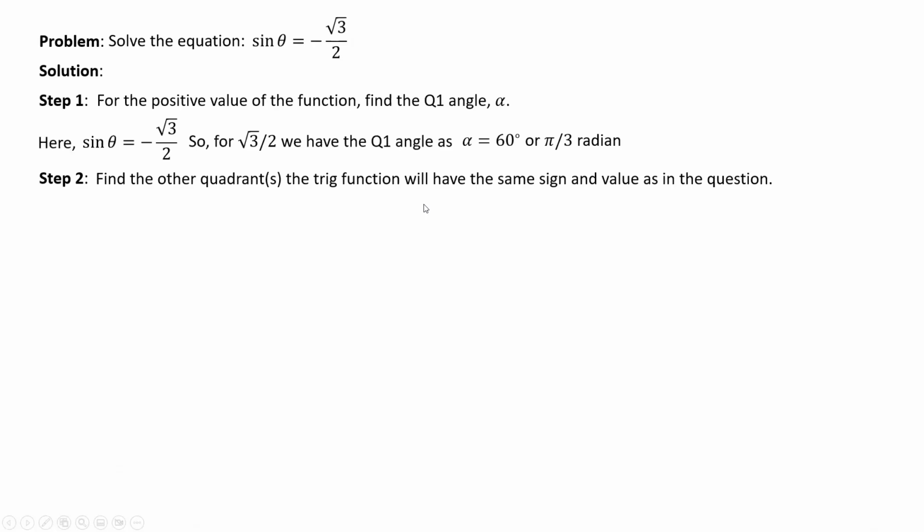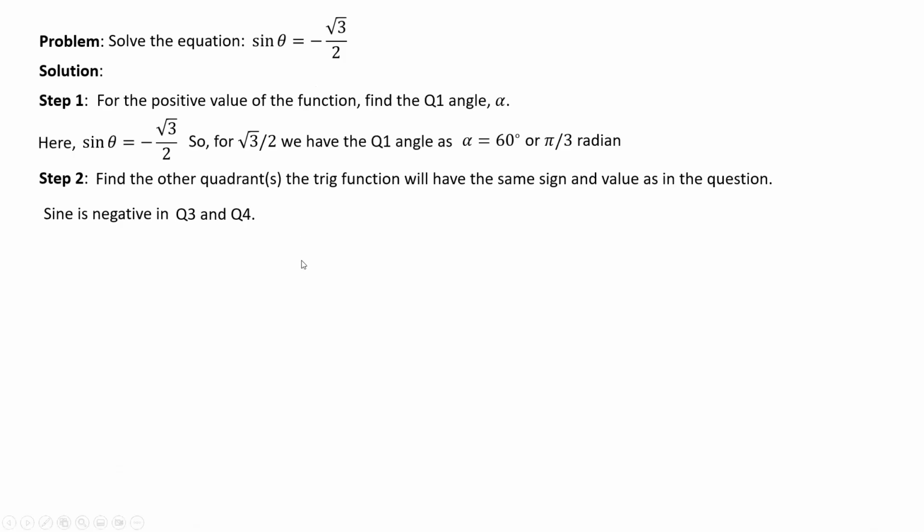Now, the next thing is just to find the quadrants. In which other quadrants would you have negative square root of 3 over 2 as a value for sine? Let's not worry about the square root of 3 over 2 part, just the negative part. In how many quadrants would sine be negative? The answer is, sine is negative in Q3 and Q4.